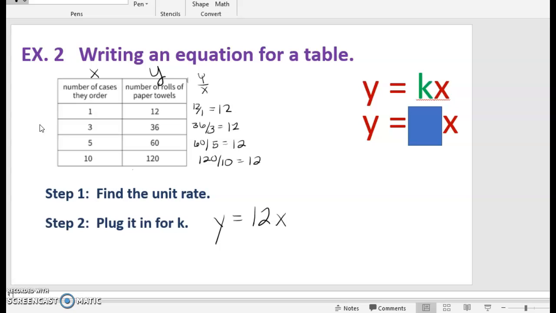If we look at what that means, it means 12 times the x values give you the y. Here's the x value. 12 times 1 is 12. 12 times 3 is 36. 12 times 5 is 60, etc. So here is your equation.